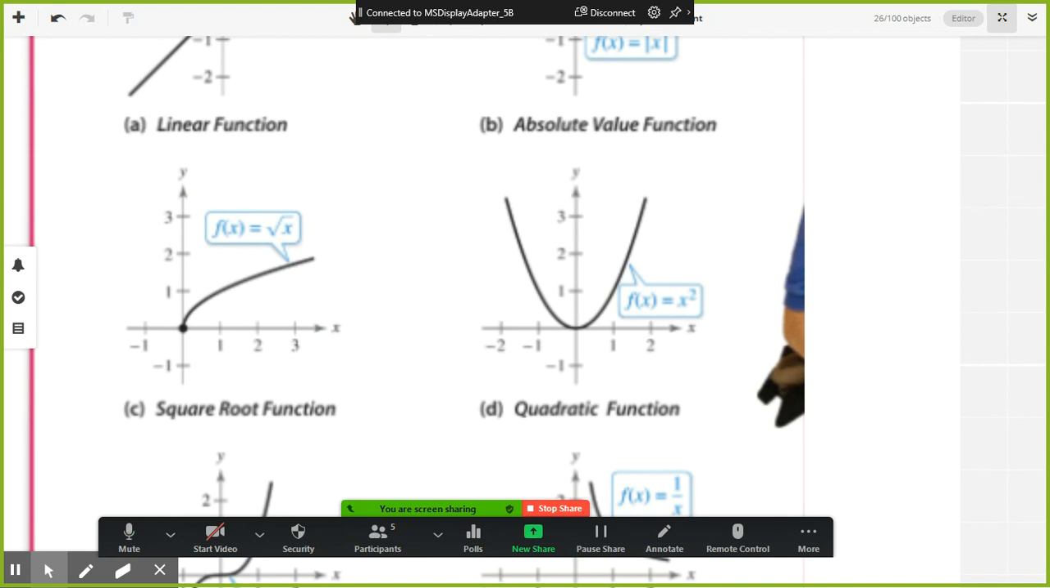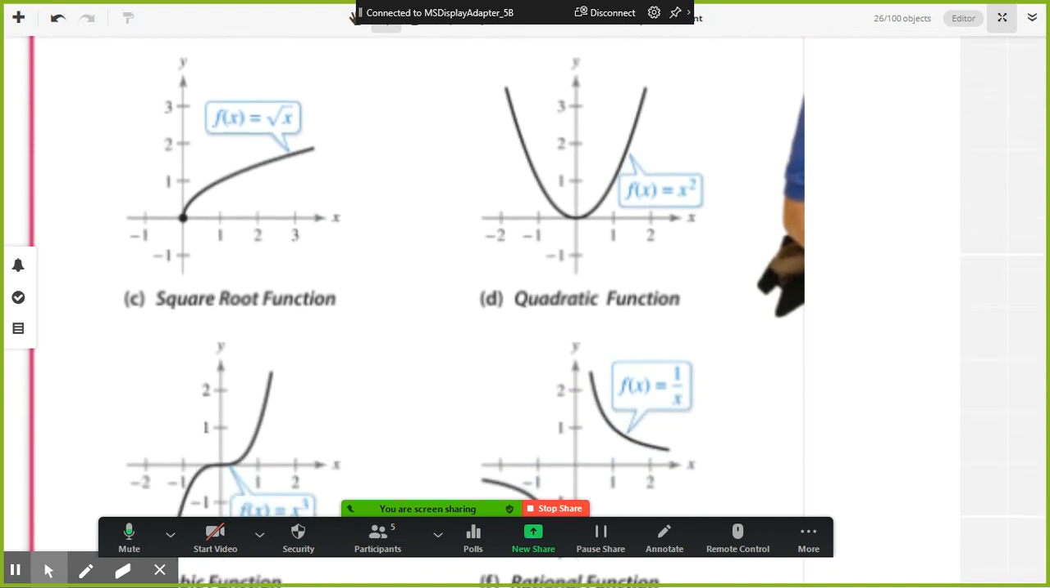But remember, we can't include the full parabola because then it would no longer be a function. Quadratic function, the simplest one is just f of x equals x squared. That's a parabola with its vertex right there at 0, 0.